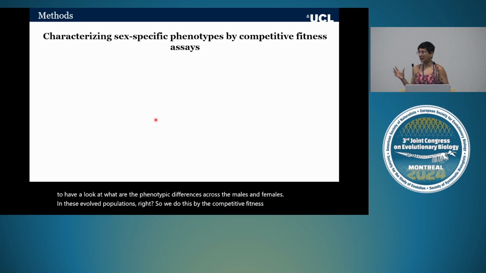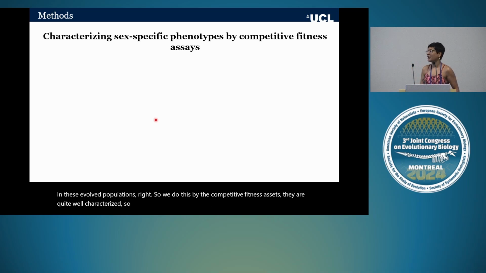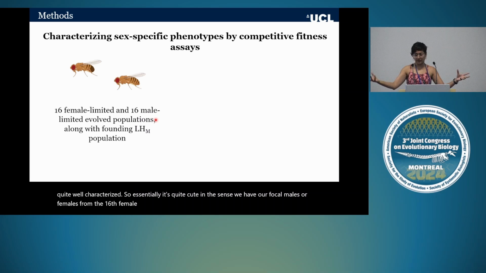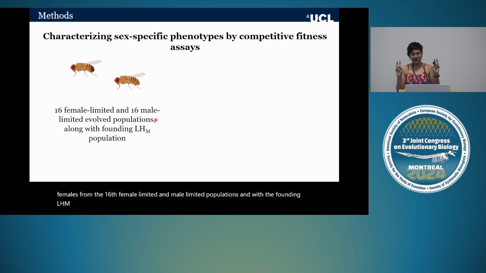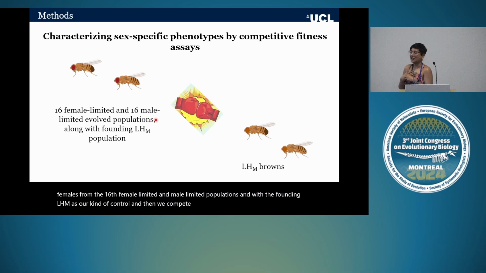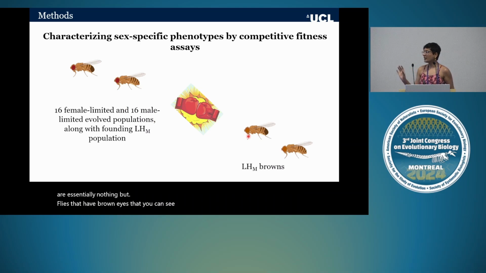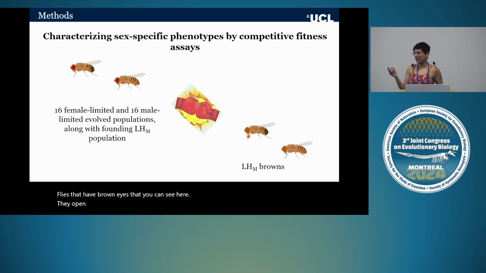They are quite well characterized. So essentially it's quite cute in the sense we have our focal males or females from the 16 female limited and male limited populations, and with the founding LHM as our control. And then we compete them with LHM browns. The browns are essentially nothing but flies that have brown eyes that you can see here. They occur naturally. They're quite a recessive eye color, and we just maintain them using the same thing.